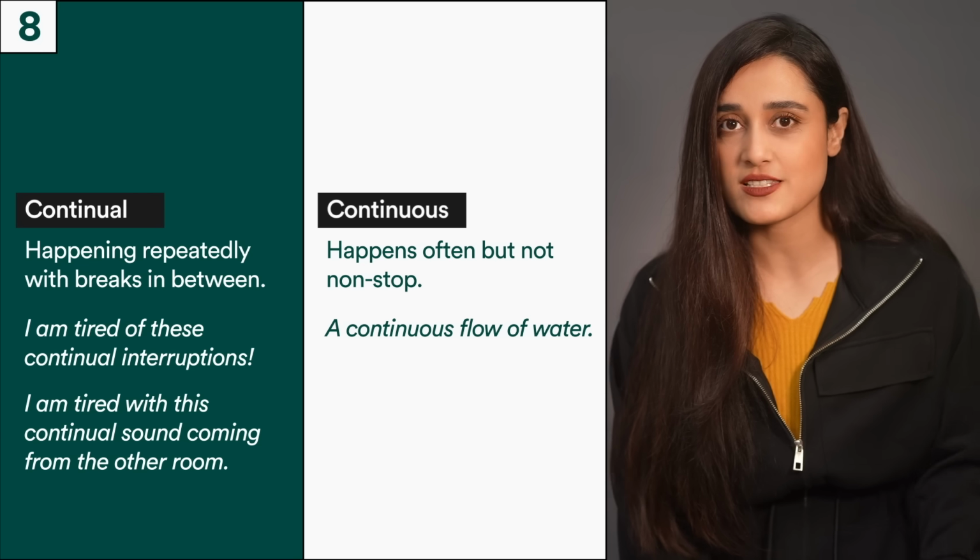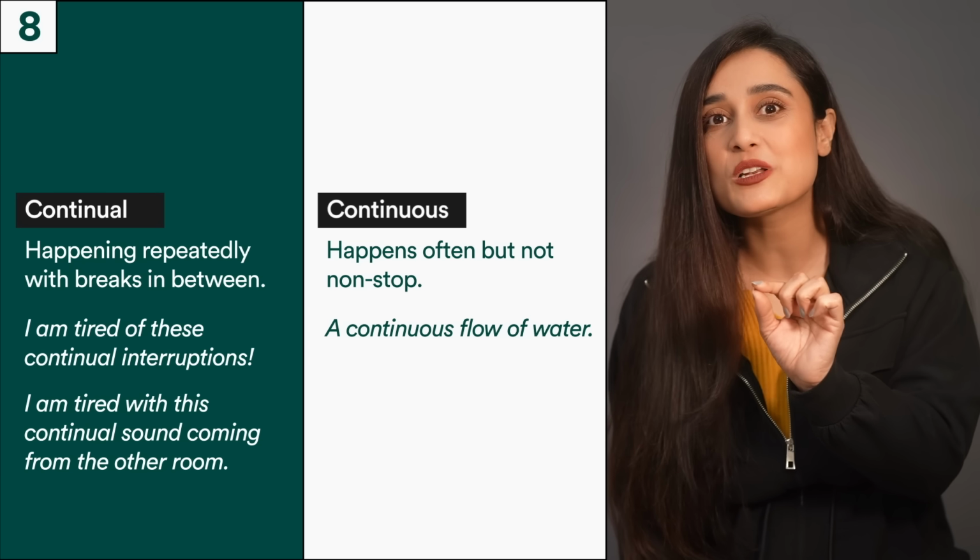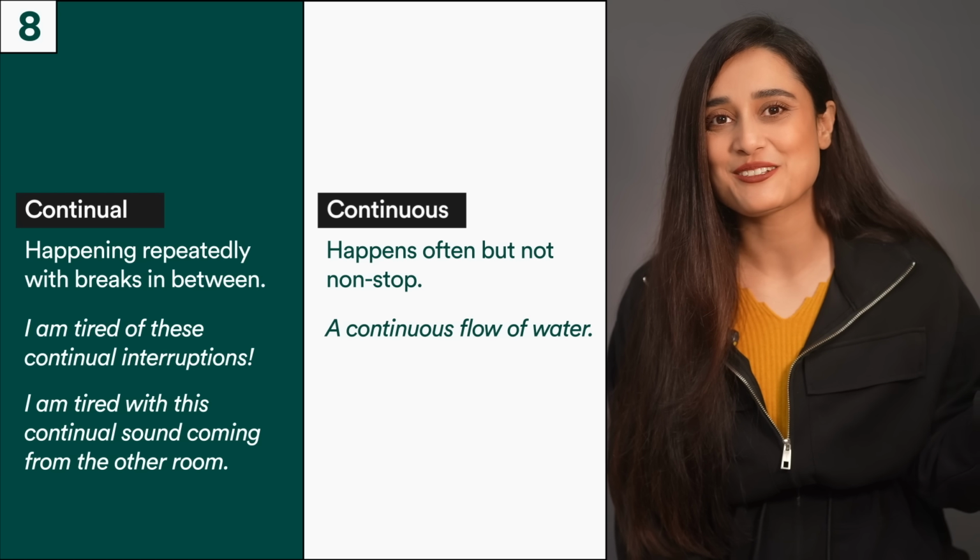All right, confidence tip for you. A continuous line is a line with no holes at all, but a continual would be a dotted line. Okay, that's your confidence tip.